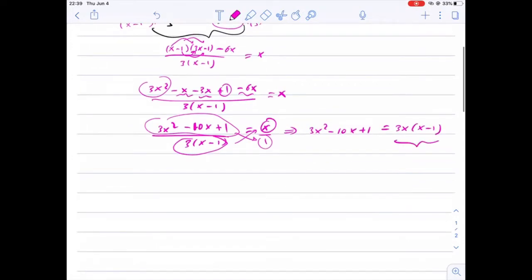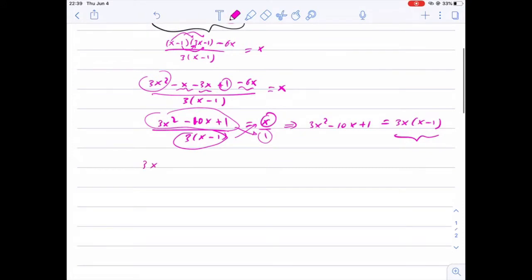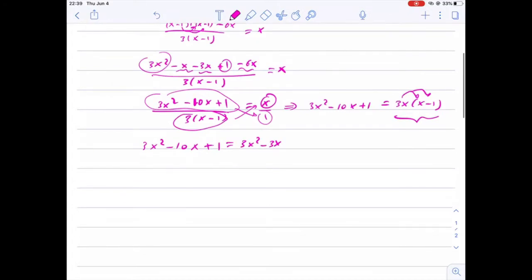Now we simplify the right-hand side of this equation. We get 3x squared minus 10x plus 1 equals 3x squared minus 3x. We distributed 3x over x minus 1. Now we can simplify this expression by subtracting 3x squared from both sides of the equation, and we get negative 10x plus 1 equals negative 3x.